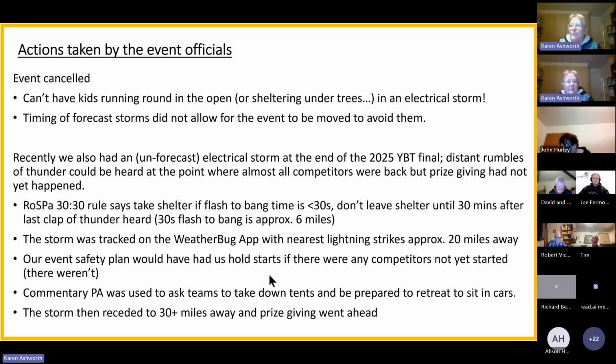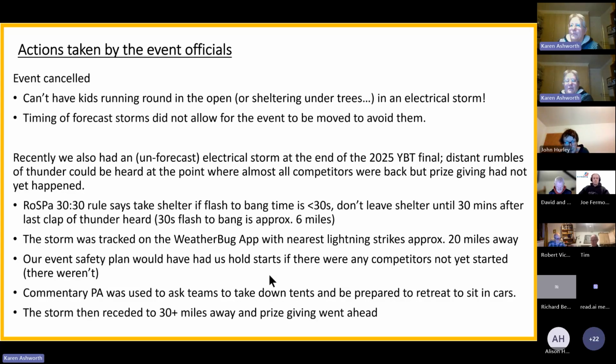So the Royal Society for the Prevention of Accidents 30-30 rule says take shelter if the flash to bang time is less than 30 seconds. Don't leave shelter until 30 minutes after the last clap of thunder is heard. 30 seconds flash to bang is about 6 miles. We tracked the storm on the Weatherbug app, and the nearest lightning strikes were about 20 miles away. Obviously, we didn't know which direction it was heading in at that moment.